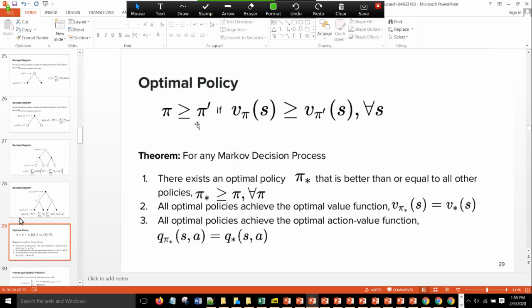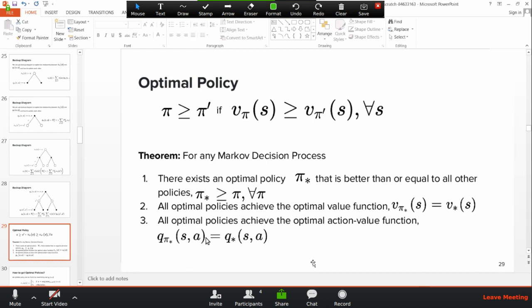Obviously, if you have a pi which is greater than pi dash, it is nothing but you are getting a v pi which is greater than v pi dash. That's correct. All optimal policies achieve the optimal value function. That is also right. So if it is giving the optimal value function, the optimal reward value, then only will we say that it's an optimal policy.